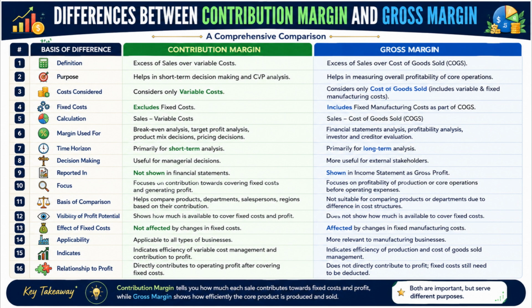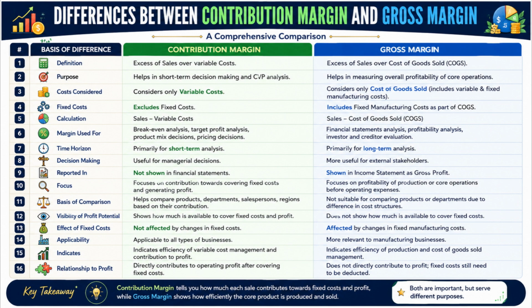Number 10. Contribution margin focuses on covering fixed costs and generating profit, whereas gross margin focuses on production efficiency and product profitability. Number 11. Contribution margin helps compare products, departments, or sales regions based on contribution, whereas gross margin may not provide accurate comparisons when cost structures differ.